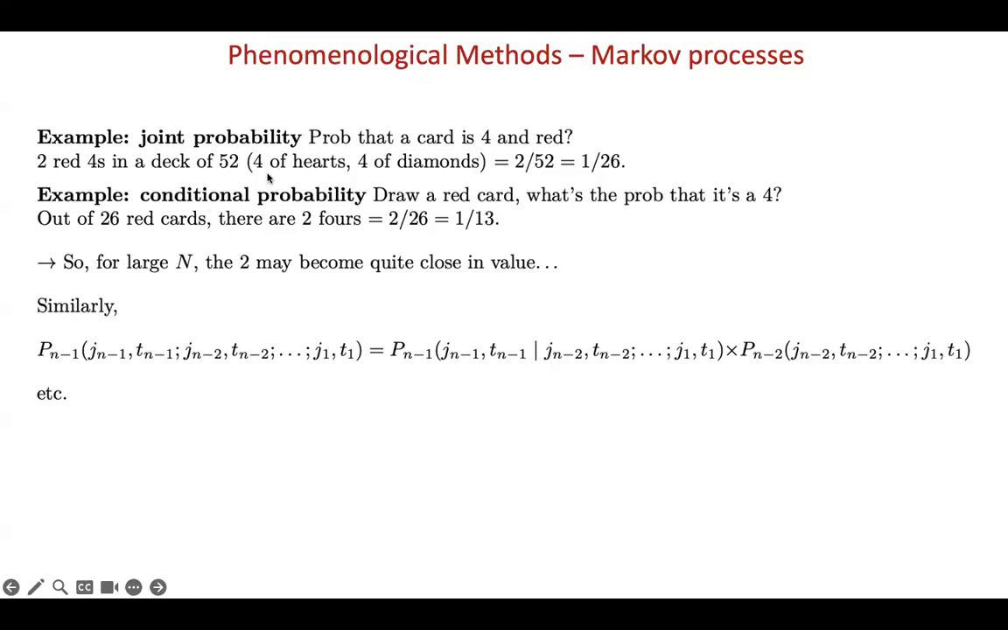There are two red 4s. There's one 4 of the hearts and one 4 of the diamonds. So if you're going to pull out 2 out of 52 correctly, then your probability of getting it right is 2 over 52, which means 1 over 26. This is your joint probability.